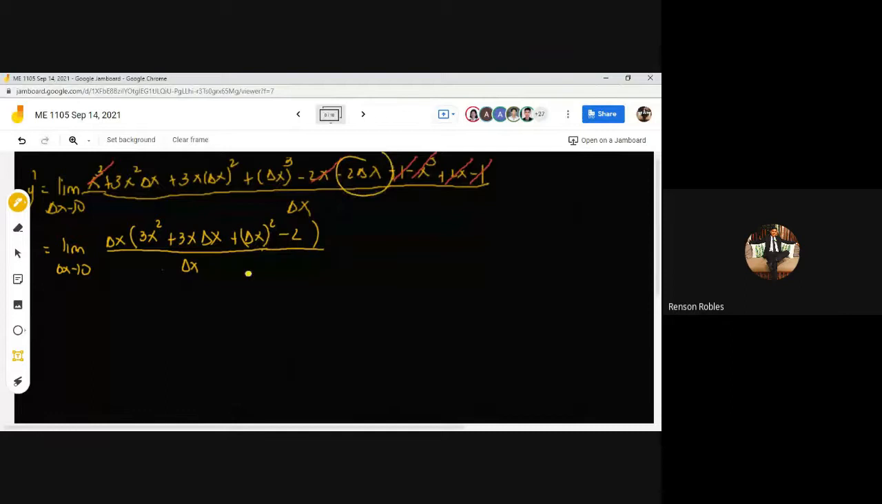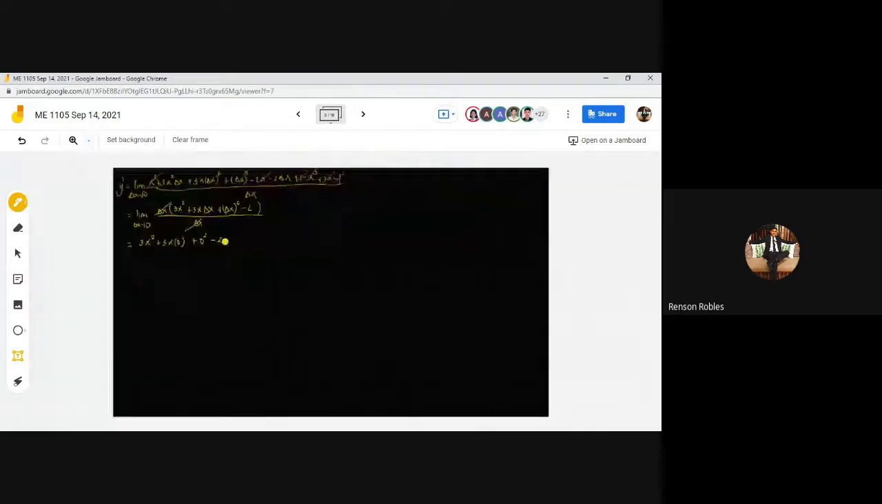And then you can now drop this. And then eventually, you can now replace delta x by 0. So you have 3x squared plus 3x times 0 plus 0 squared minus 2. And therefore, I can now say that y prime equals 3x squared minus 2.